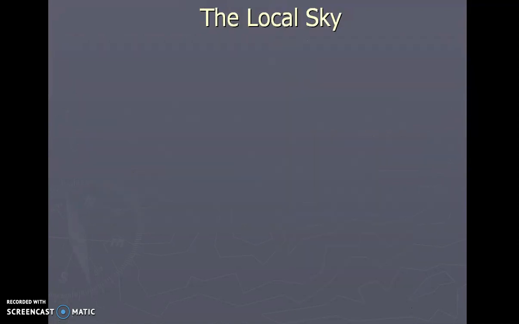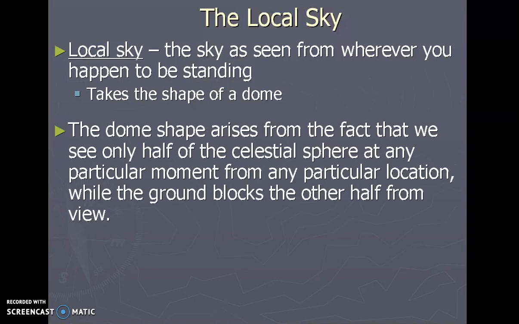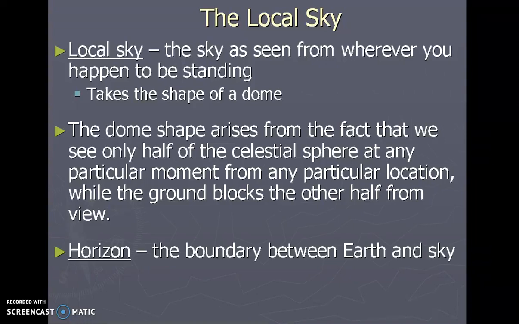Another important concept is the local sky. So that's the sky as seen from wherever you happen to be standing. It takes the shape of a dome. The dome shape arises from the fact that we only see half of the celestial sphere at any particular moment from any particular location, because the ground will block the other half. The horizon is the boundary between Earth and sky.